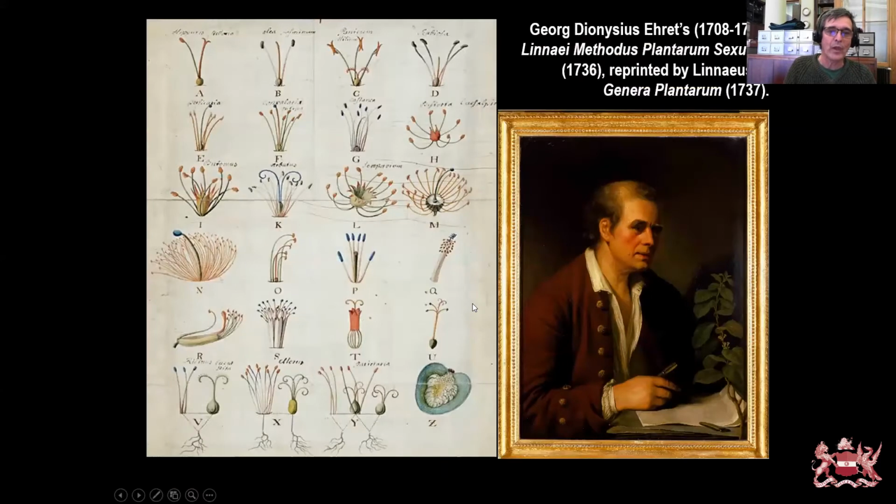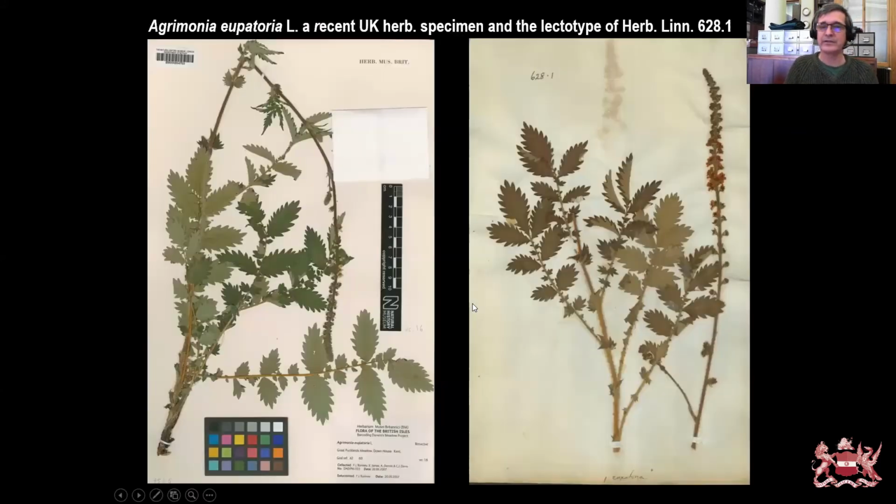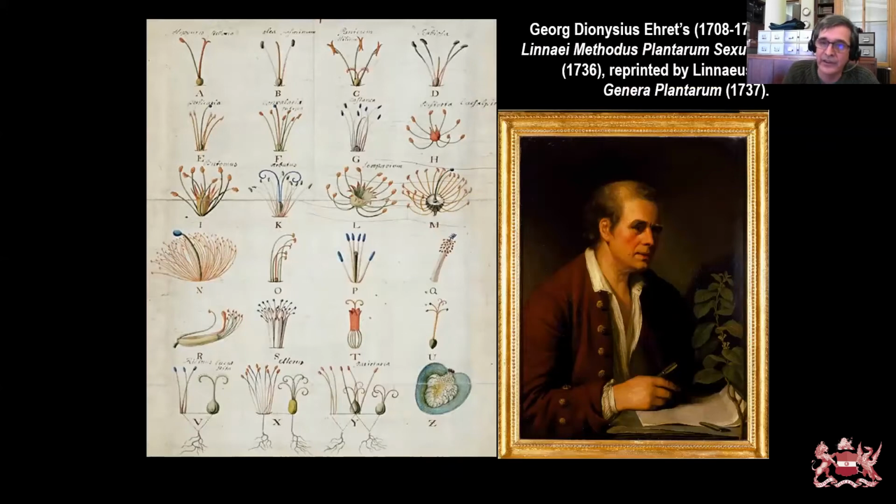Now, I'm going to carry on explaining a little bit more about the influence of Linnaeus's sexual system. This plate here was created by Georg Dionysius Ehret, who was an early admirer of Linnaeus in the 1730s, and this was reprinted in Genera Plantarum, which was one of the precursor works for what ultimately became Species Plantarum.